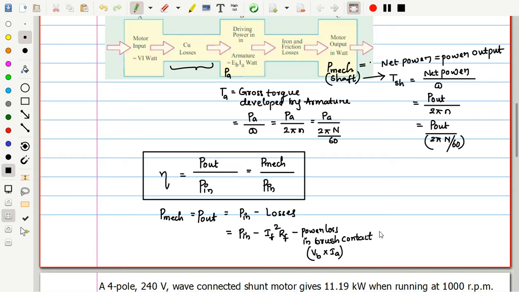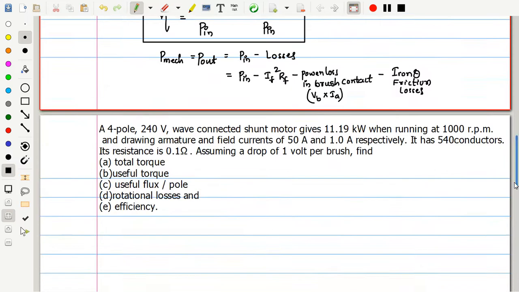Two brushes will be there for a machine. So that power, minus the iron and friction losses, which we usually call stray losses. If we subtract all these, what we get is the output power. That output power divided by input is the efficiency. Clear?